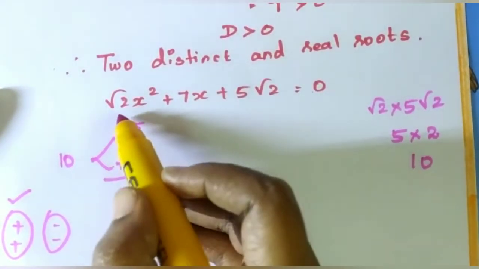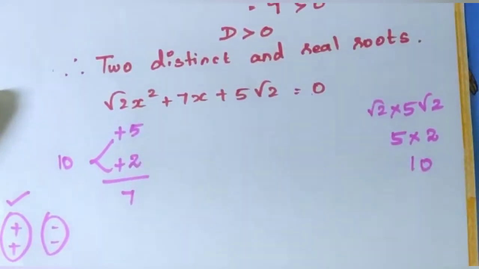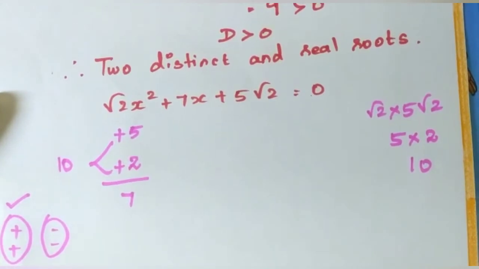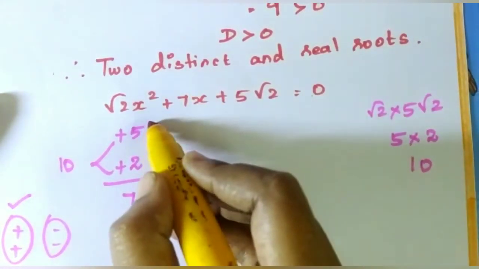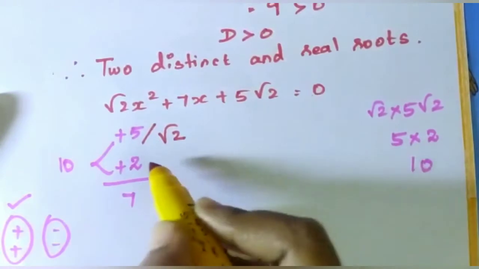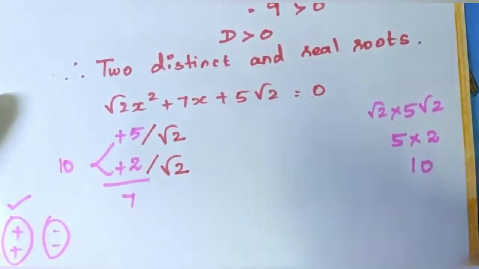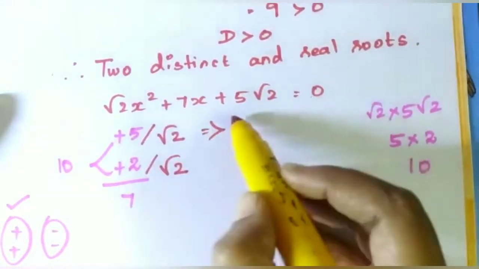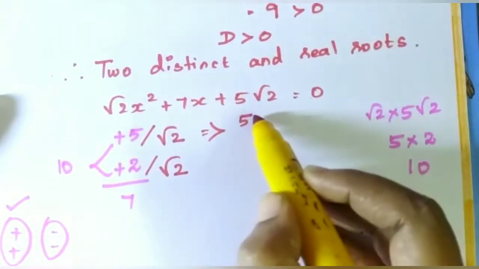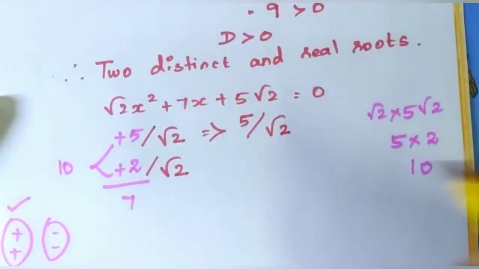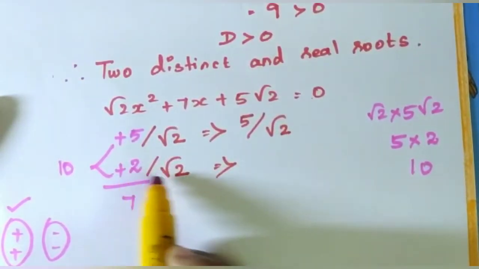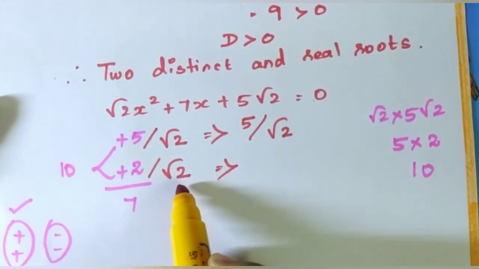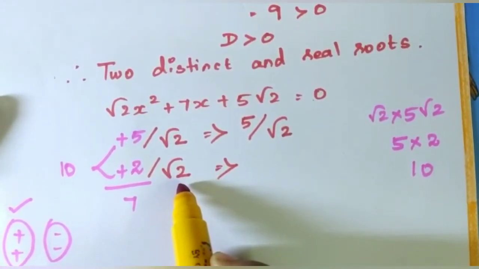No, we can't write it because we have root 2 here. We have root 2. So we have to divide by root 2 and root 2. This one you can cancel. No, we can't cancel it. So you have to write as it is, 5 by root 2. Okay. Then you can cancel this one. Yes, we can cancel this one. But how can we cancel this one? Can you guess?